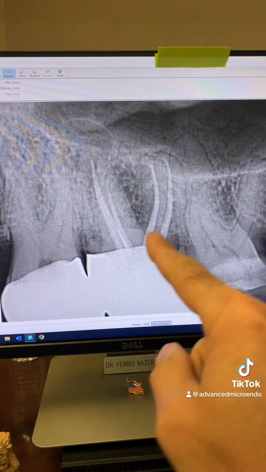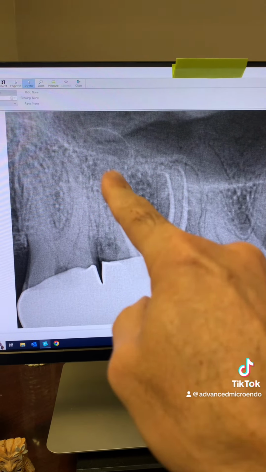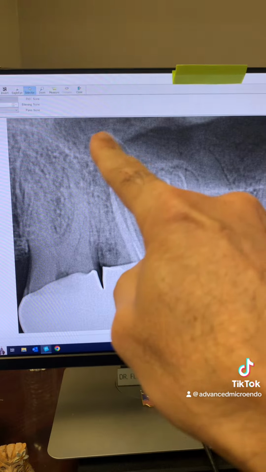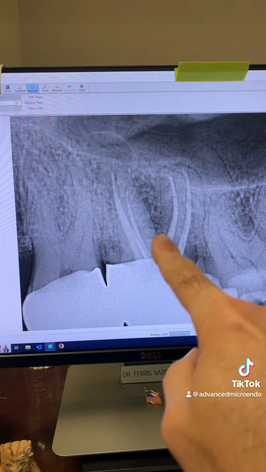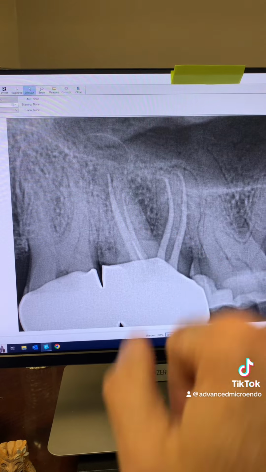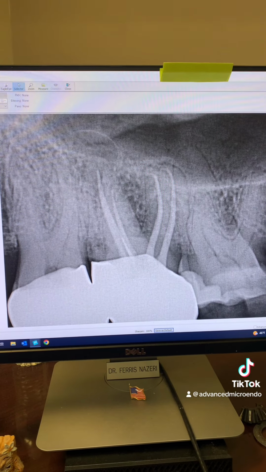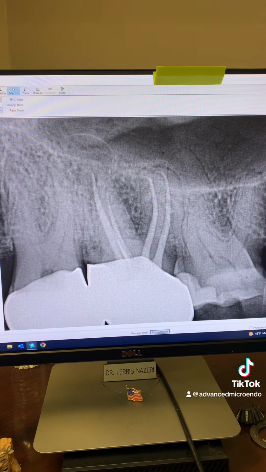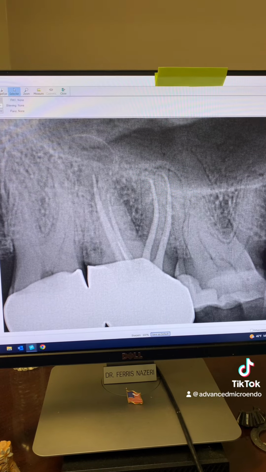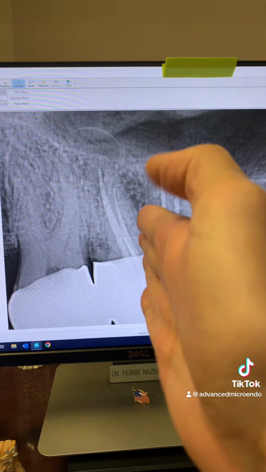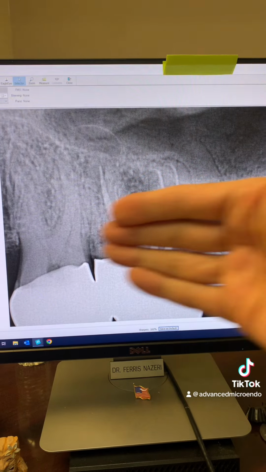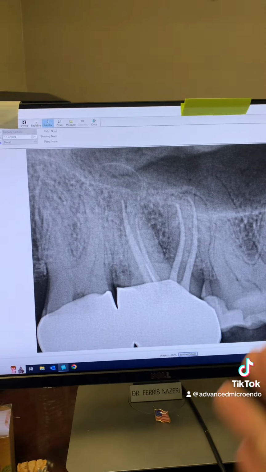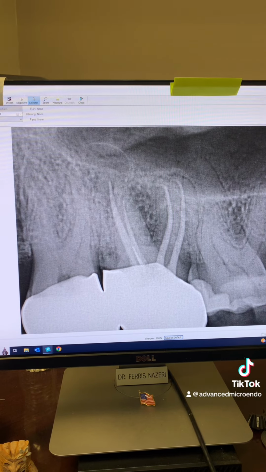So again, you can see MB1, MB2, distal buccal and palatal here. We can see a periapical lucency here, but there is definitely something going on here. So let's look at a different angulation PA. Again, don't rely on just one angulation PA. You need multiple angulation PAs, at least one straight on, one from mesial to distal, and one from distal to the mesial to open the tooth up.